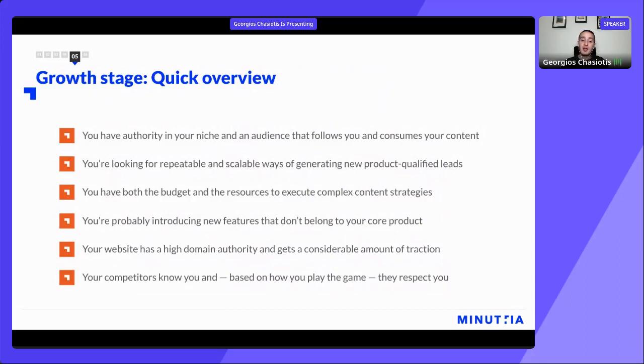Your website has a high domain authority and gets a considerable amount of traction. And this is extremely important because it means essentially that your ability to be competitive on the SERPs for terms that are even new to you and your business is much better. And your competitors know you, and based on how you play the game, they respect you.